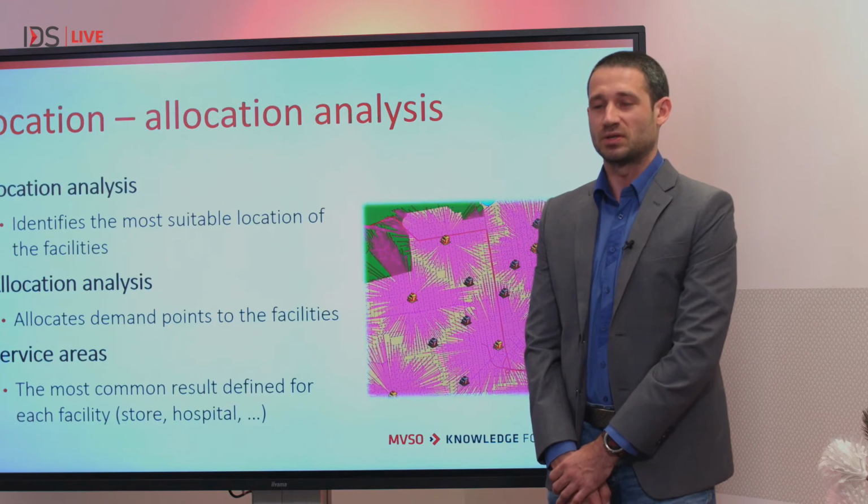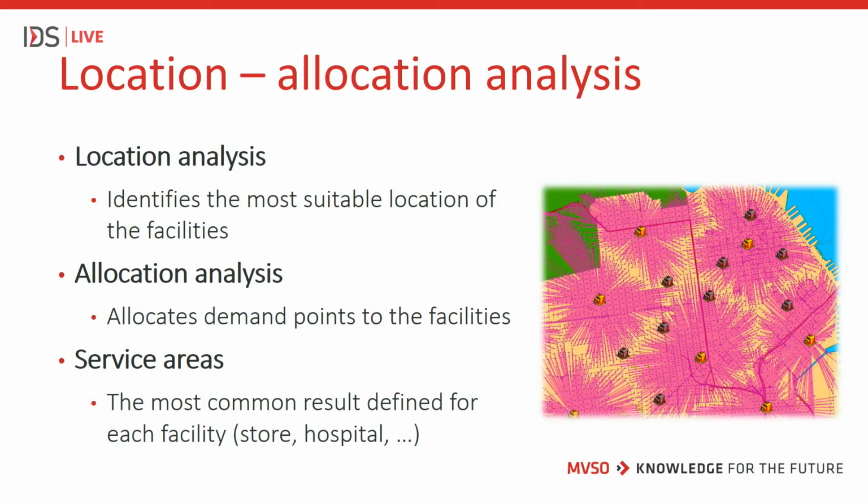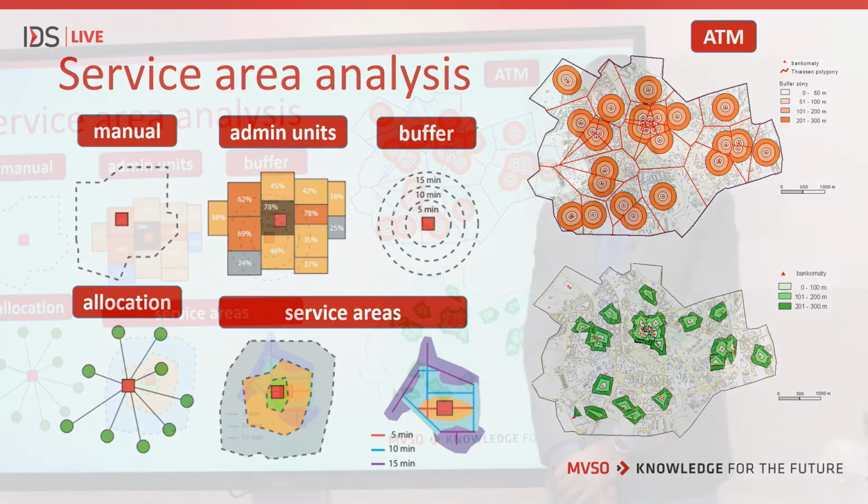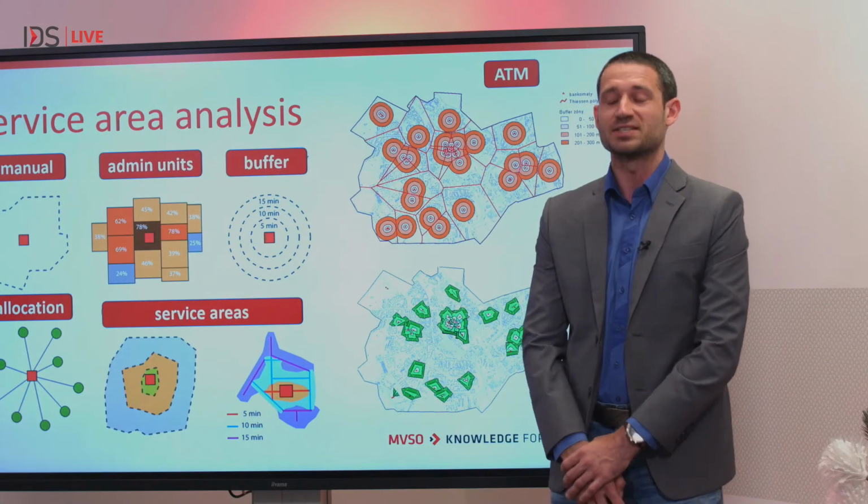A big part of geomarketing analysis is based on location and allocation analysis, which is strongly connected with network data, networks, how people move. We can define two main parts of location and allocation analysis, which are related to service areas. The first result of this analysis can be defined as service area analysis. It depends on the type of analysis, on the type of product that we want to sell.